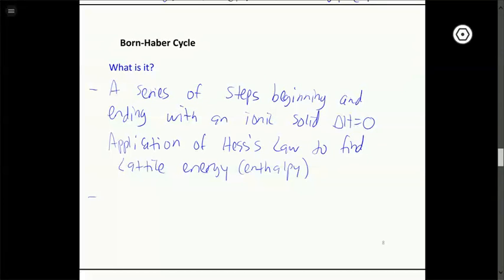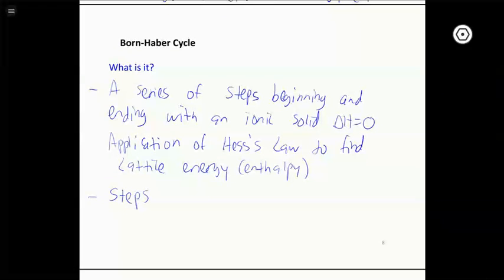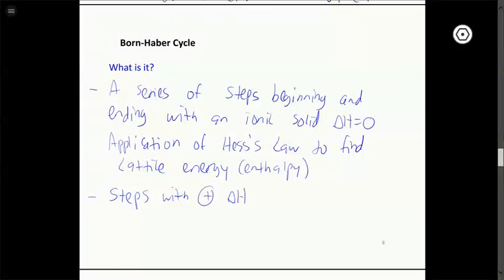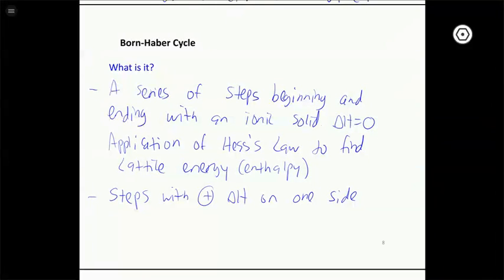And the way we arrange a Born-Haber cycle to make it easy to visualize is that we're going to, as I said, do a series of steps that start and end at an ionic compound. Some of those steps are going to have a positive delta H. We're going to put all of those on one side. So we have a bunch of endothermic steps that we're going to consider. And then if we have a bunch of endothermic steps, because the sum has to equal 0, there also have to be exothermic steps on the other side.